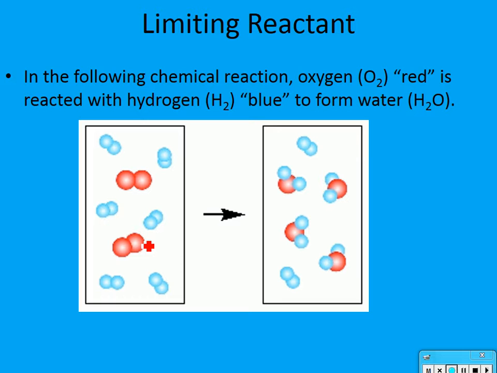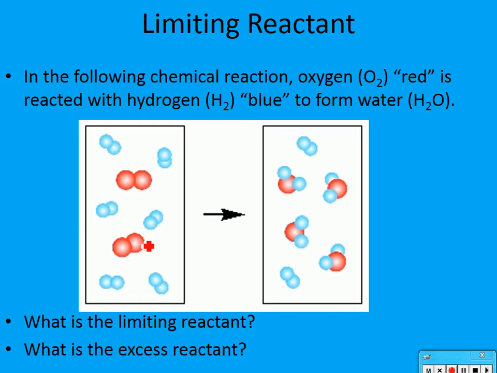So hopefully you kind of get a sense of what a limiting reactant is. It's the one that runs out first in a chemical reaction. Okay, so our limiting reactant was the oxygen. What is the excess? It was the blue one. It was the hydrogen. Okay.